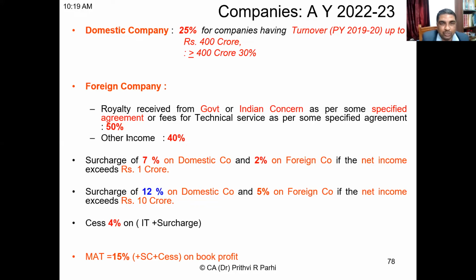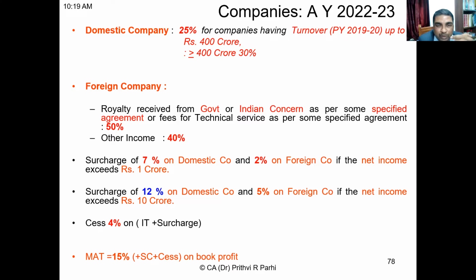Once you know that a domestic company can pay tax either 25% or 30%, or a foreign company may pay 50% or 40%, you have to see the surcharge: 7% on a domestic company and 2% on a foreign company, if the net income exceeds 1 crore. Surcharge is applicable only when the net income exceeds a particular amount. Just like individuals, when income exceeds 50 lakh rupees, surcharge is applicable. For a company, it is applicable only when the net income exceeds 1 crore.